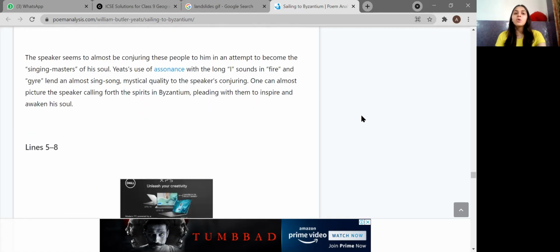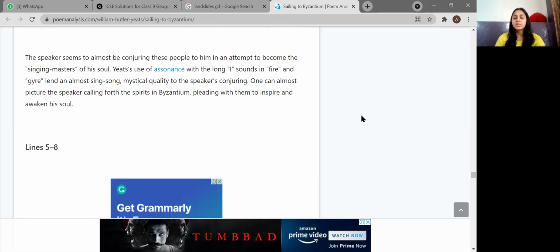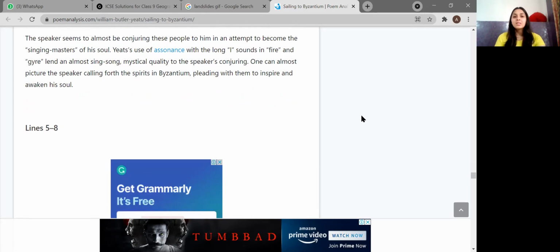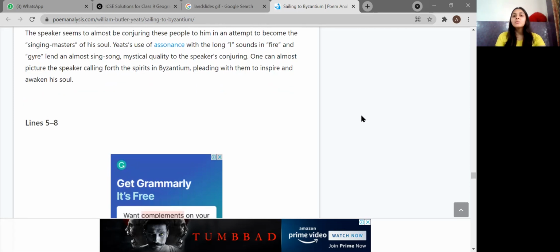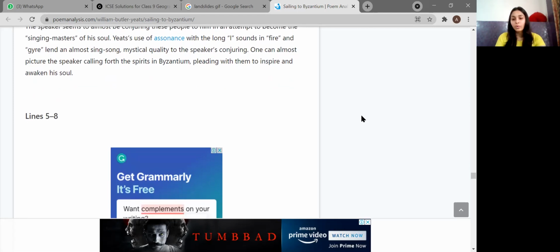The speaker seems to almost be conjuring these people to him in an attempt to make them his singing masters. So he says that these people are the actual singers, the masters of the singers, and not the ones who just sing all the vulgar songs. Now, Yeats's use of assonance with the long I sounds in fire and gyre lends an almost sing-song mystical quality to the speaker's conjuring. One can almost picture the speaker calling forth the spirits in Byzantium, pleading with them to inspire and awaken his soul.